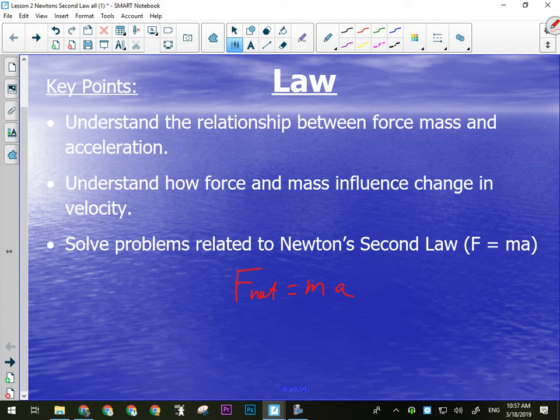So it doesn't change what we do. You're still going to find x and y and find their totals and all that. That won't change. It's just your end result will now be a force instead of a displacement or a velocity or something like that.